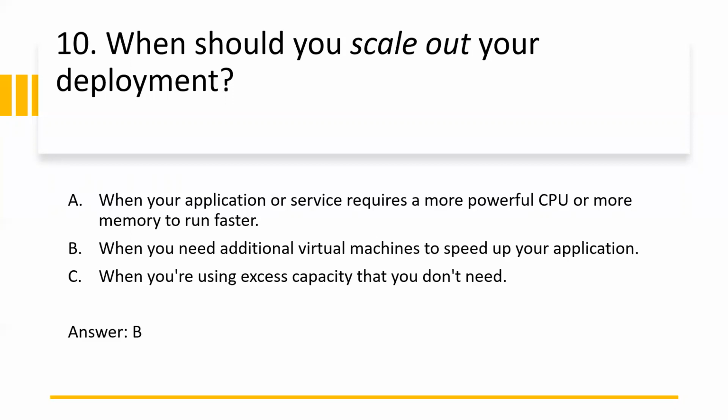Okay. So here if you see in the answers, when your application or service requires more powerful CPU or more memory to run faster. No, that is not right. Option B, when you need additional virtual machines to speed up your application. Yes, right. To avoid the latency, you're using this scale out option. Here is the right answer, B.